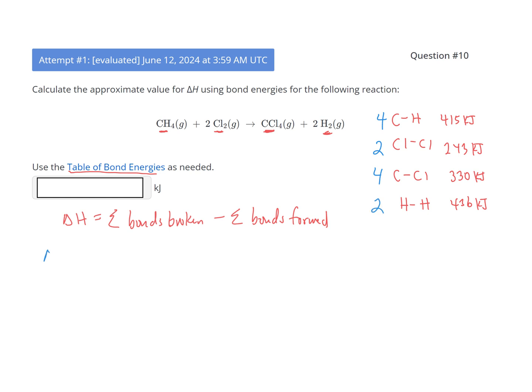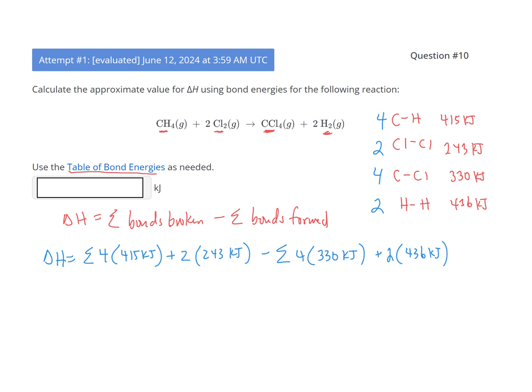So the delta H for this is going to look like the sum of the energy of our bonds broken. So bonds broken, I've got 4 carbon-hydrogen bonds at 415 kilojoules plus 2 chlorine-chlorine bonds at 243 kilojoules, minus the bonds that I'm making: a carbon-chlorine bond, so 4 of those at 330 kilojoules, plus 2 hydrogen-hydrogen bonds at 436 kilojoules. The next step, we're going to multiply by the number of bonds and the energy of each of those bonds.